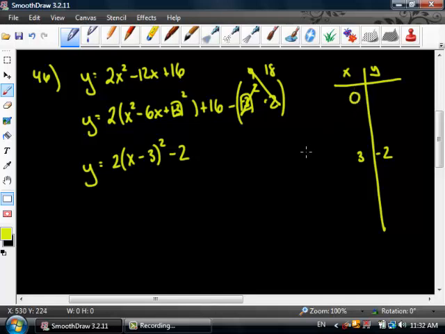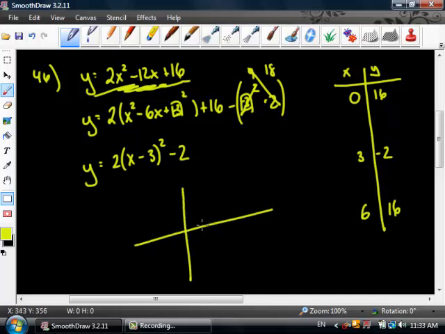Now, plug smart. Don't plug into this thing. Plug into this. What happens if I plug 0 into that whole thing? What do I end up getting? Ty. 16. Where else does the number 16 occur? Chris. At 6. So here I end up with my parabola 1, 2, 3, down 1, 2.